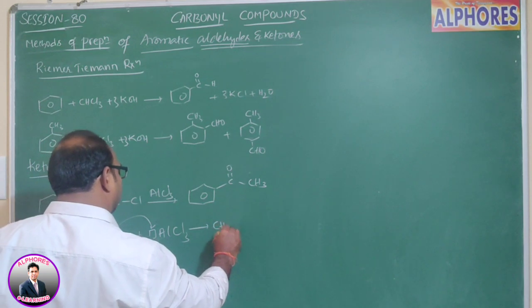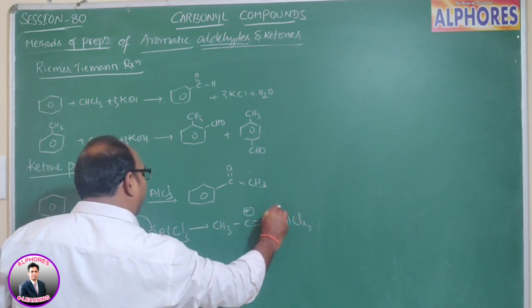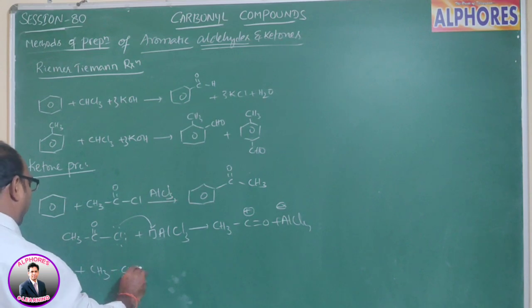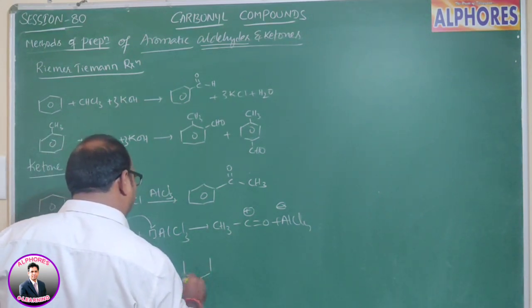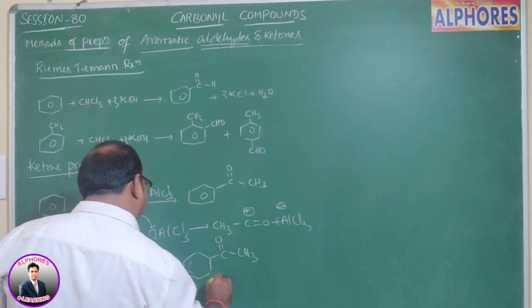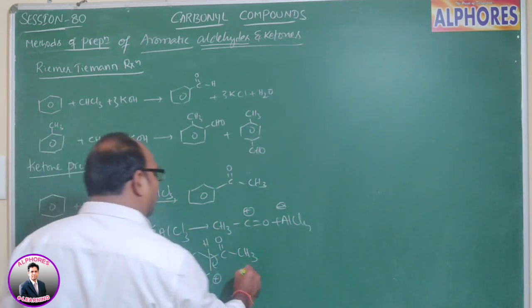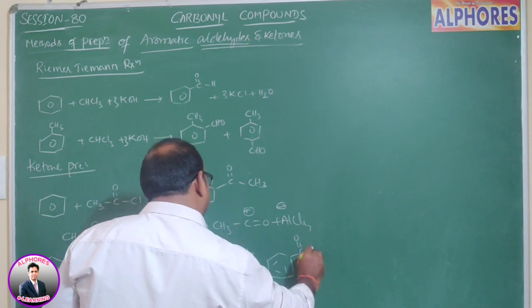The result is CH3C≡O+ plus AlCl4−, and this acylium carbocation attacks the benzene ring. The acylium carbocation is the intermediate, and it attacks the benzene ring. The resulting carbon bears a positive charge, and by shifting the C-H sigma bond electrons, we get C6H5COCH3.